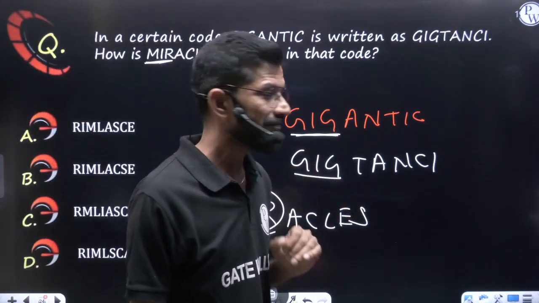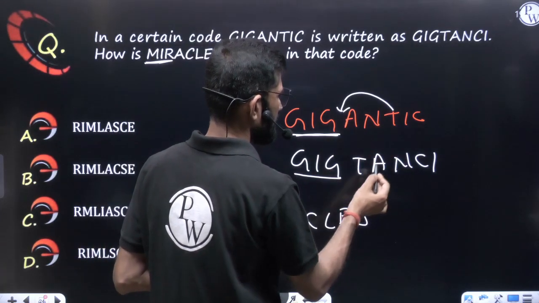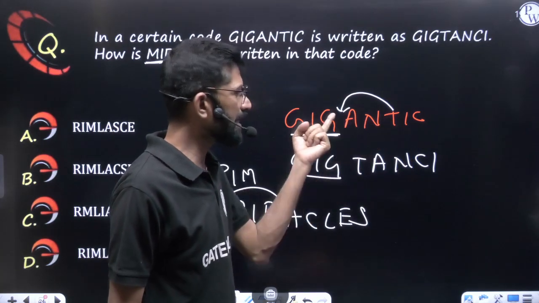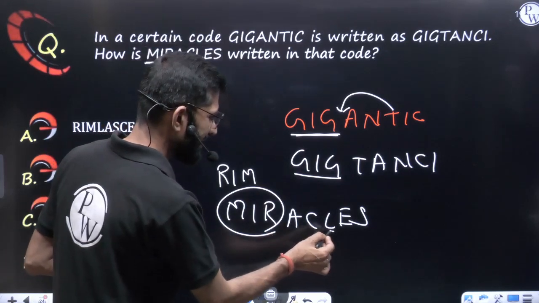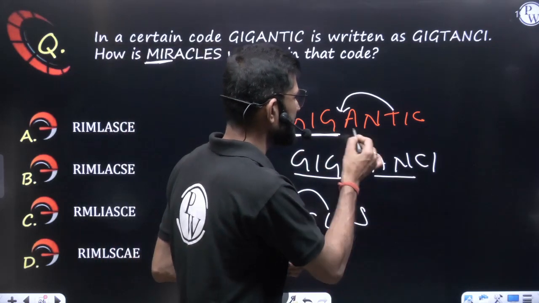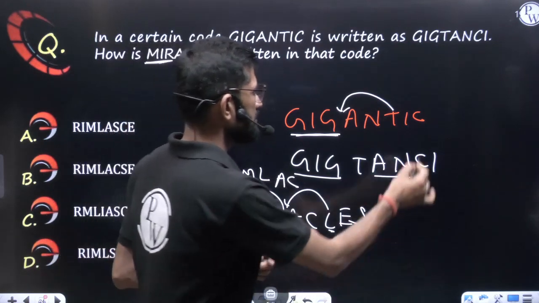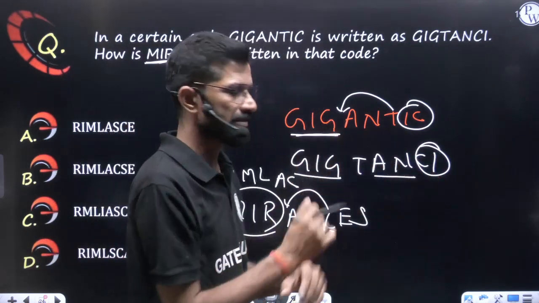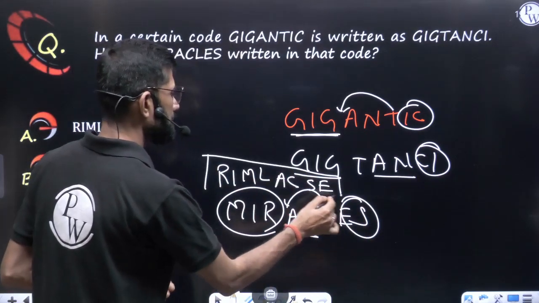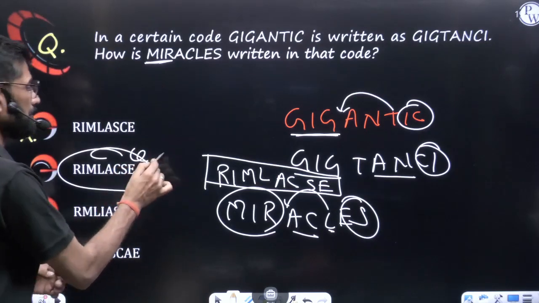Now the pattern we are following further. You can find here T is directly substituted. T means, after the first 3 letters, the next third letter is directly substituted. So here the third letter L will be directly substituted, so it will become L. Then you can see that AN is written as it is, so we'll write AC as it is. And the last 2 letters, if you see, IC is written as CI, which means they are reversing. So ES we will write as SE. So our code becomes RIM LAC SE. RIM LAC SE, that is option B.